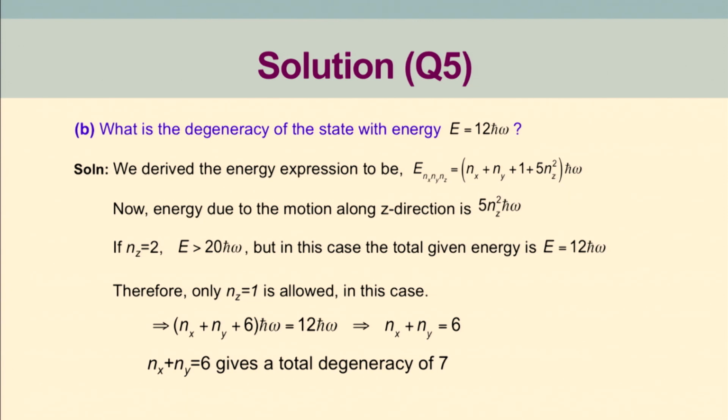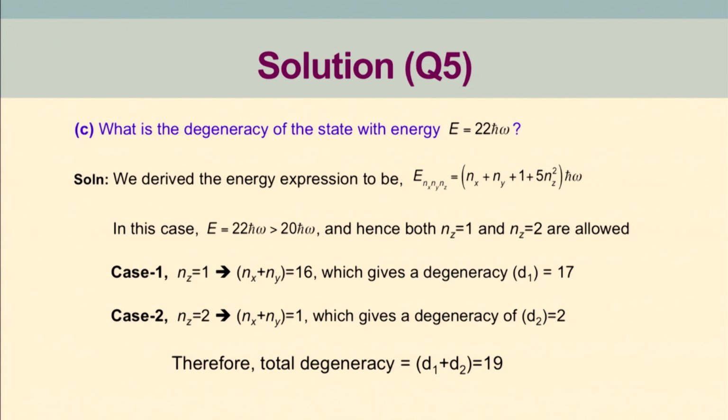And this expression nx plus ny equal to 6 gives a total degeneracy of 7, because I can have only 7 possible combinations of nx and ny which will give me the sum to be 6. So, in this particular case, the total degeneracy is 7, because nz can only take value 1, it can't take value 2, because if nz takes a value 2, then the total energy will become greater than 20 h cross omega. Alright, let us move on to the second problem.